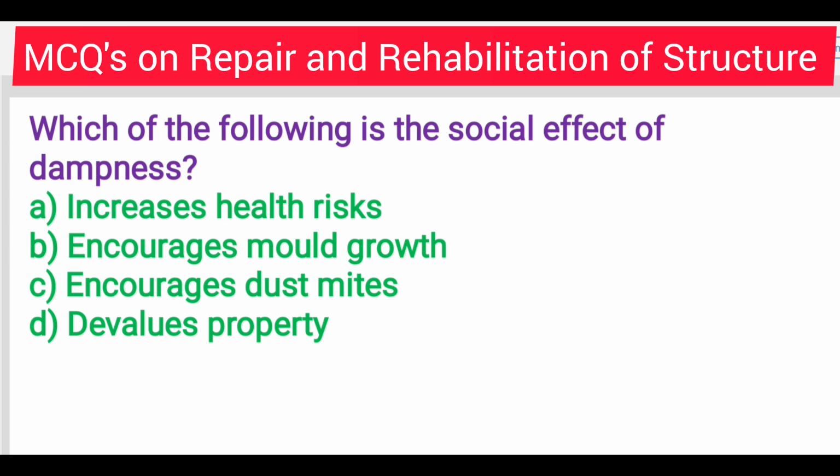Next question, which of the following is the social effect of dampness? Option A, increase health risk. Option B, encourage mold growth. Option C, encourage dust mites. Option D, devalues property. So the correct answer is option D, devalues the property.